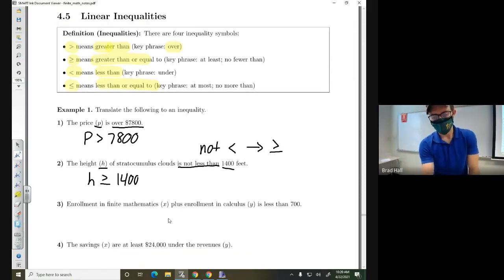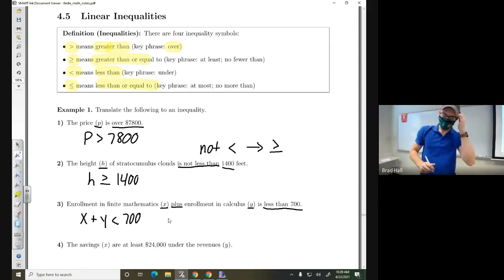Enrollment in finite math, which they say is X, plus enrollment in calculus, which they represent as Y, is less than 700. So that's how we would read and translate some of these.